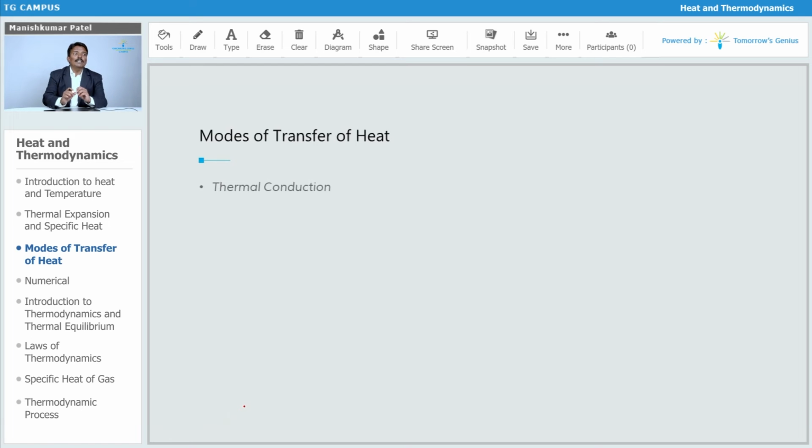So now what are the different modes of transfer of heat? How is the heat going to transfer? Let's say there are various techniques: thermal conduction, convection and radiation. In that, the first one we are going to focus on over here is thermal conduction.